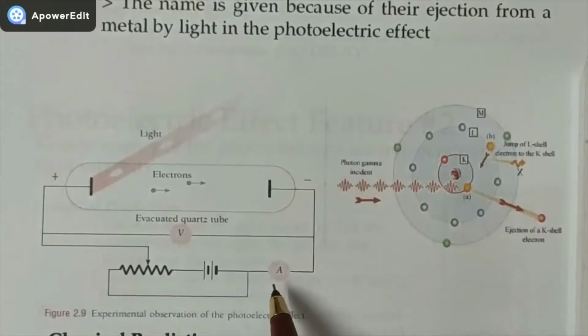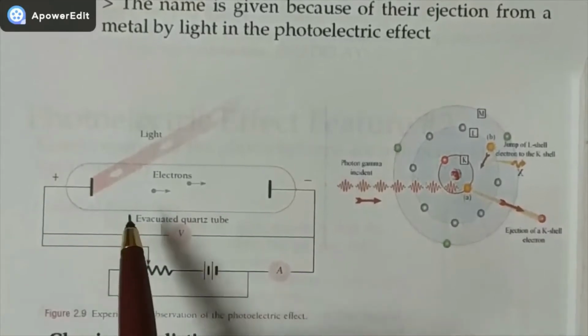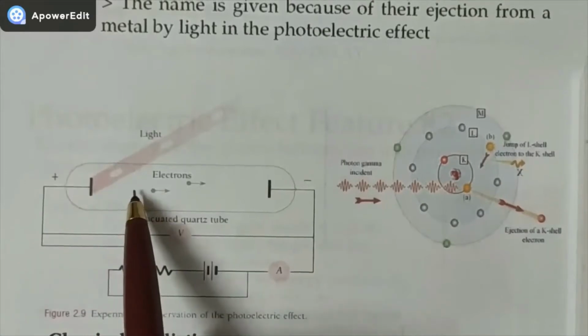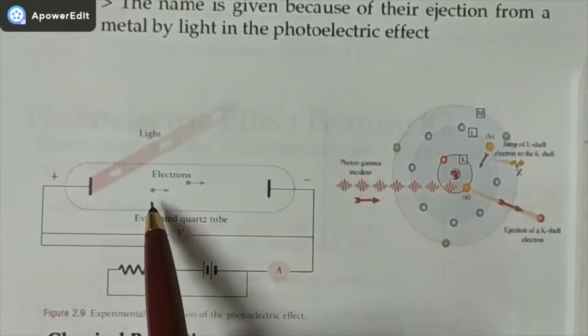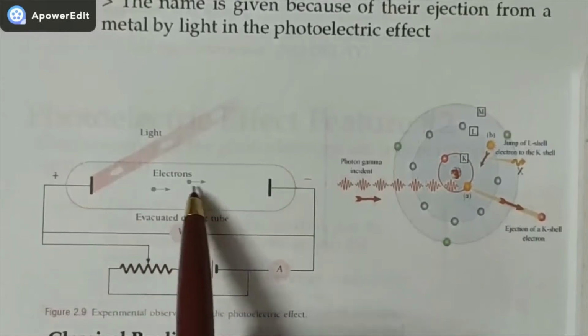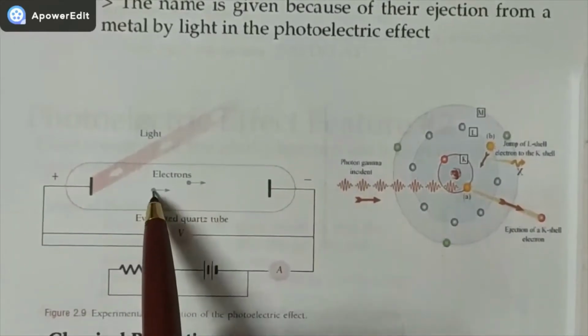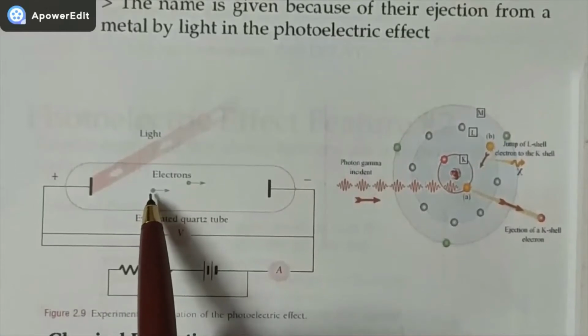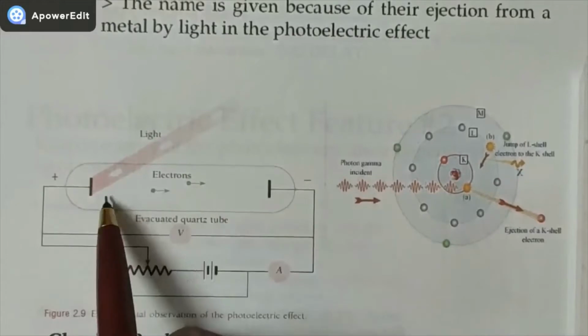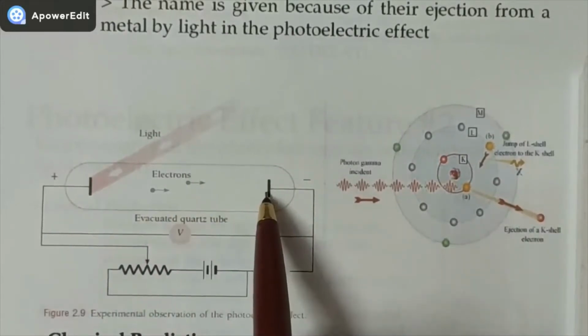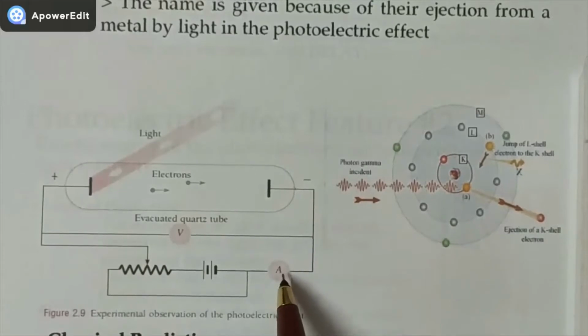But in a photoelectric effect we are getting a current. So that means that the electrons which are coming out from the surface have kinetic energy more than the potential between these two terminals. So this electron has a kinetic energy more than enough to overcome the potential between these two. Then only this electron reaches this terminal, and then we get a current.